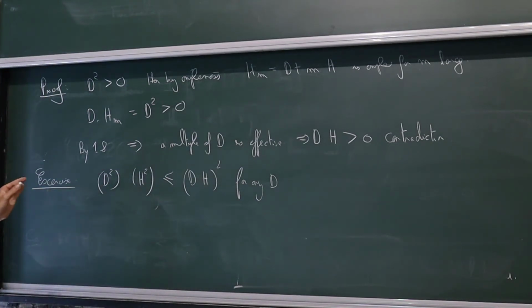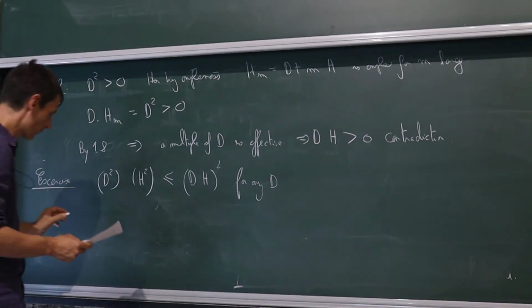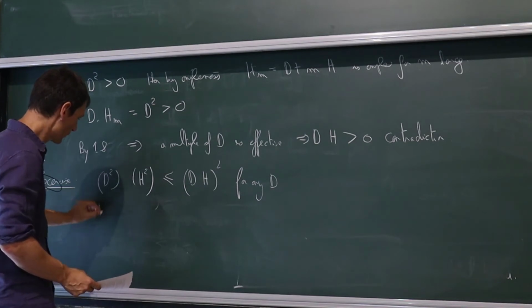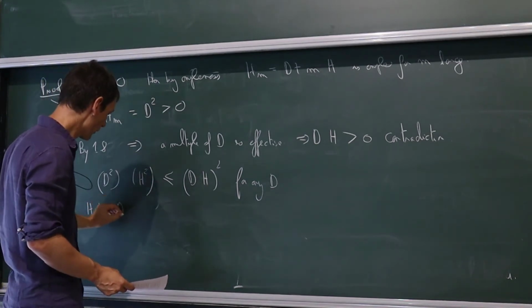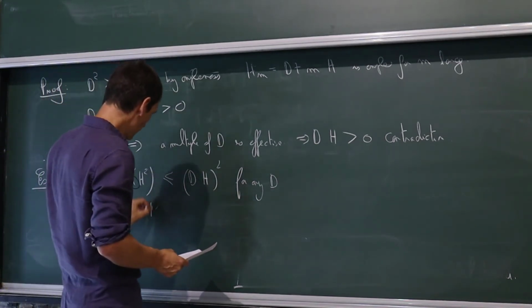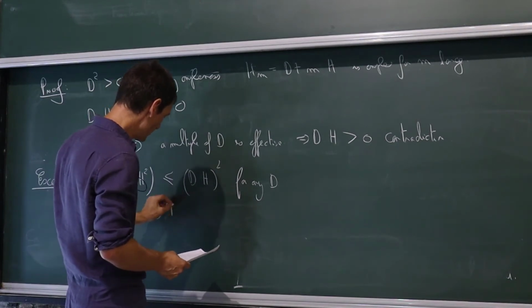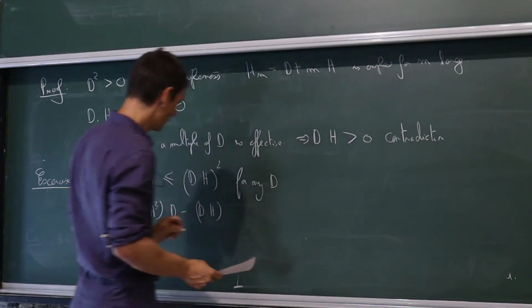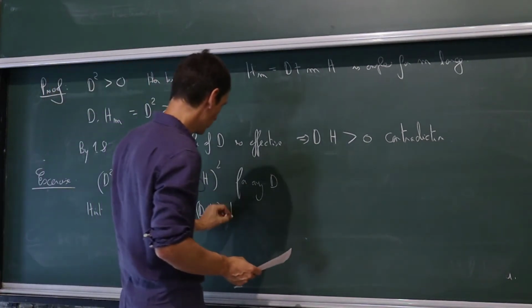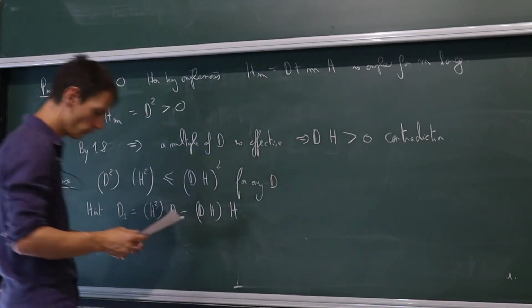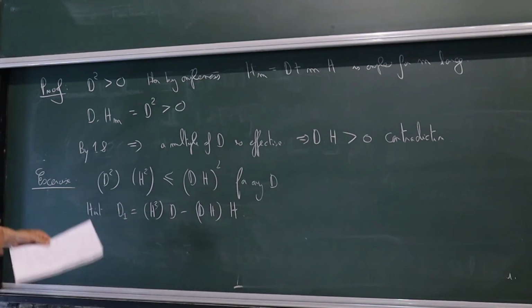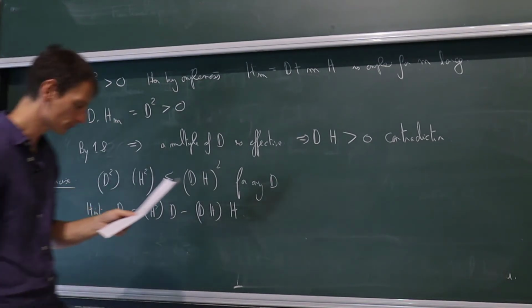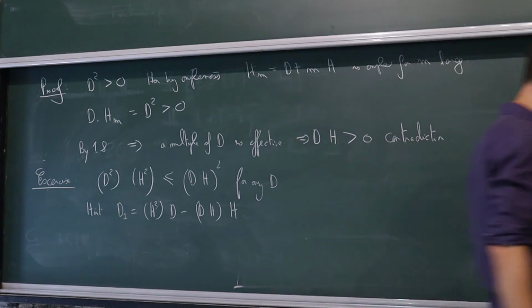If you want a hint, I'm going to give one, so if you don't want a hint, just stop the video now, but if you want a hint, the hint is to look at the divisor D1, which is H square D minus D intersection with H times H. Okay, consider this divisor and use the results above. All right.